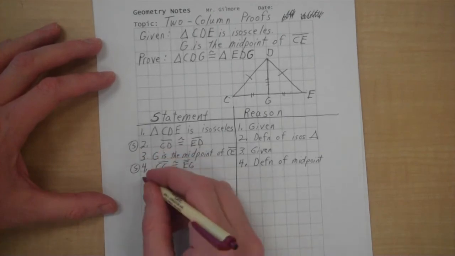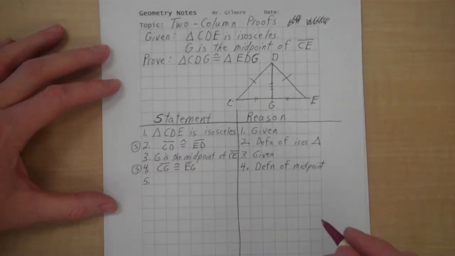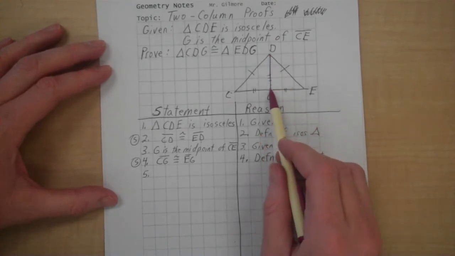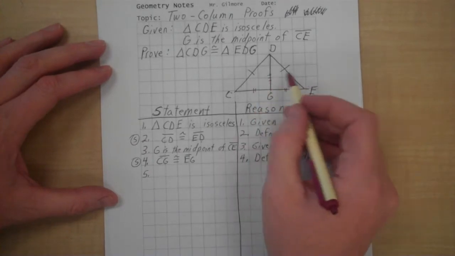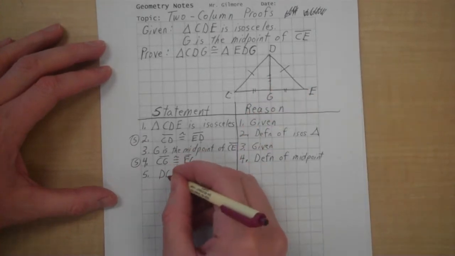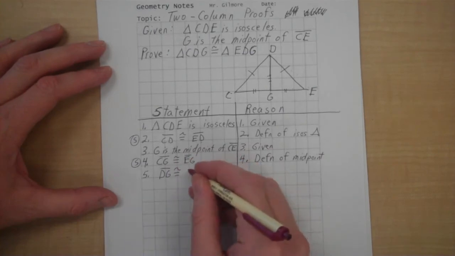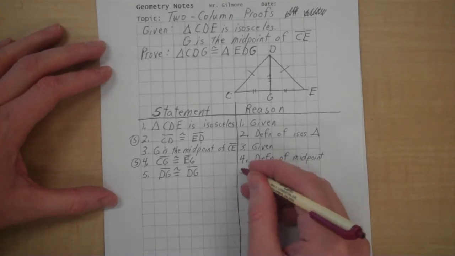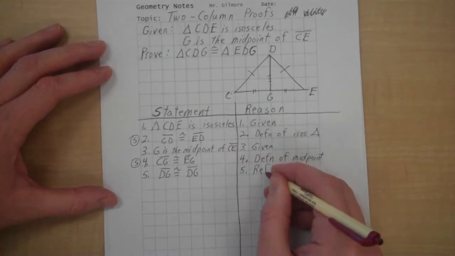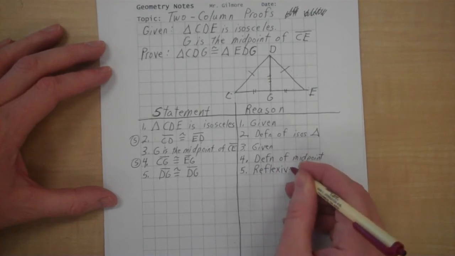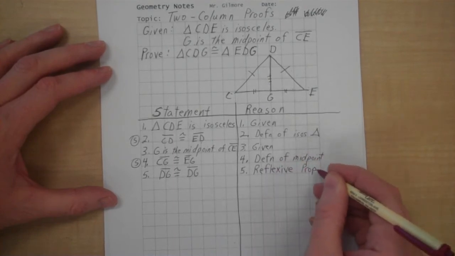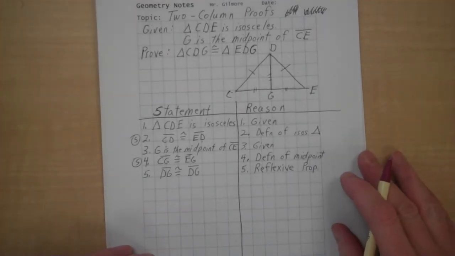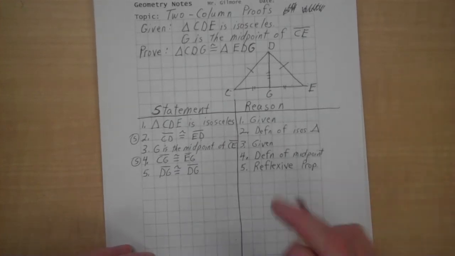Alright, there's another side. The 5th statement I have here is that this common shared side is congruent to itself, and it is in each triangle. So segment DG is congruent to segment DG. It's congruent to itself. Now that is, and I haven't talked about that much with you, the reflexive property. Any number is equal to itself, any side is congruent to itself, any angle is congruent to itself. That is the reflexive property.